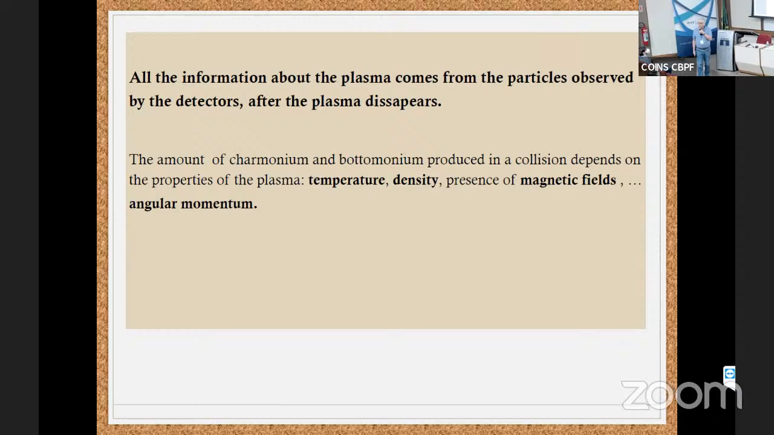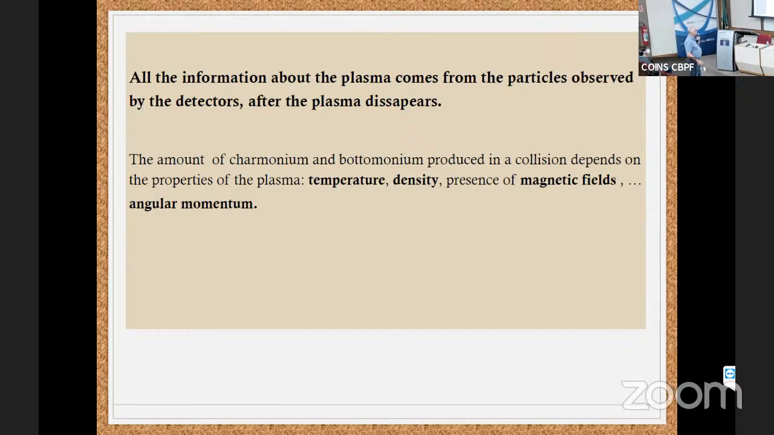In non-central heavy ion collisions, you produce a strong magnetic field, okay, because charged particles move very fast, but we also produce strong angular momentum, and it has an effect too. We are studying this now.